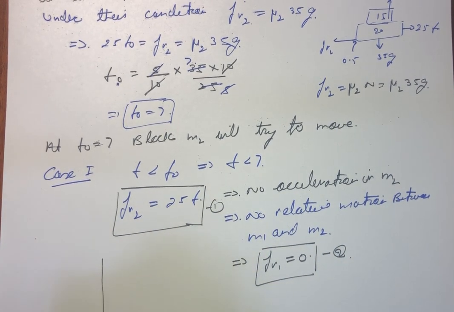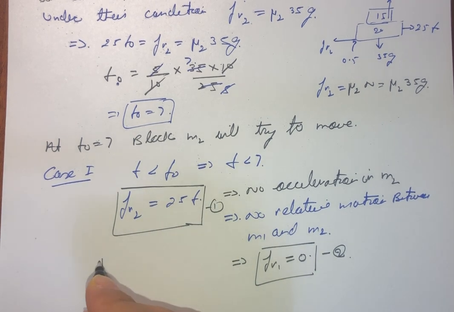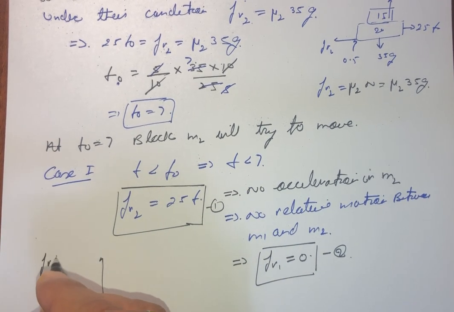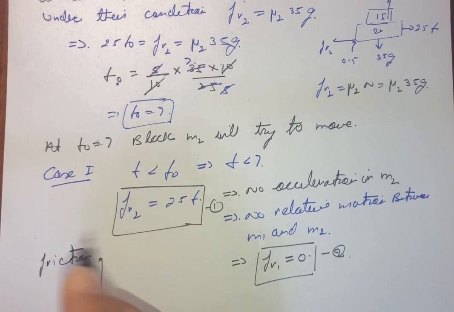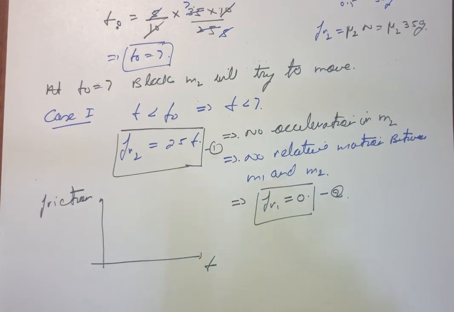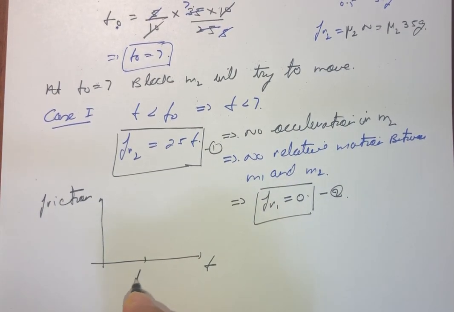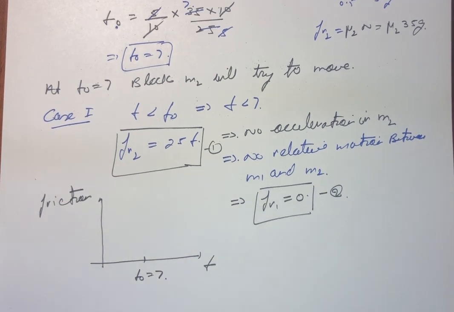So we can partially draw the figure. This is our time T, and these are the frictions. Let us consider this is T0, which is equal to 7.